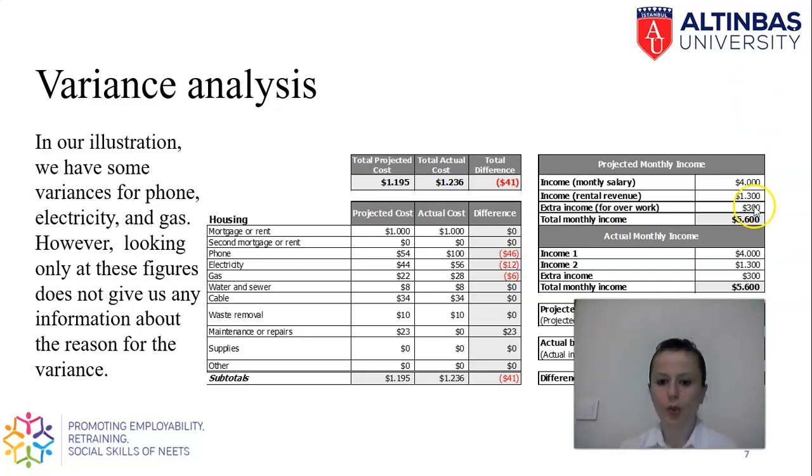However, if you look in more detail at the difference column, we will see that there is a $23 favorable variance in here for maintenance. So simply, we projected some maintenance use, however we didn't use any of it, so there is a favorable variance. If we didn't have that variance over here, it would be 41 plus 23. Simply in here, as you see, on the phone, electricity and gas, we have unfavorable variances.